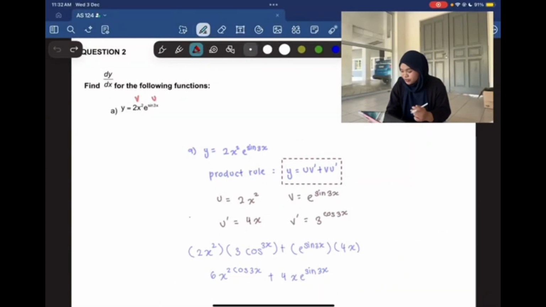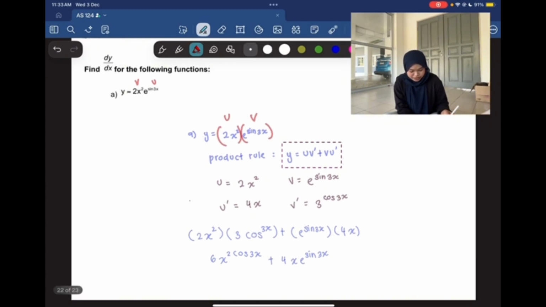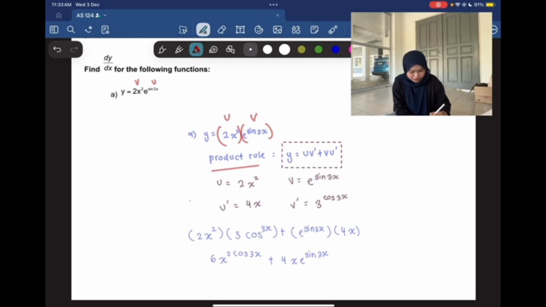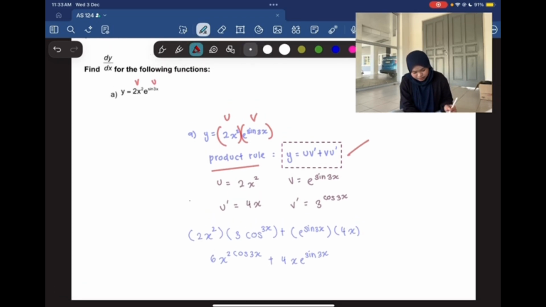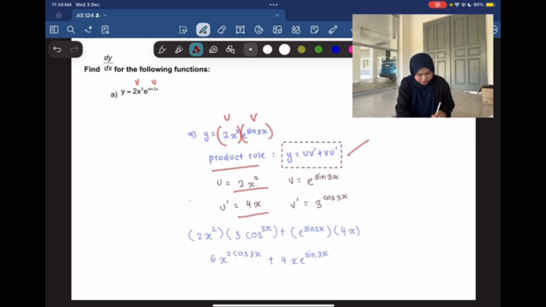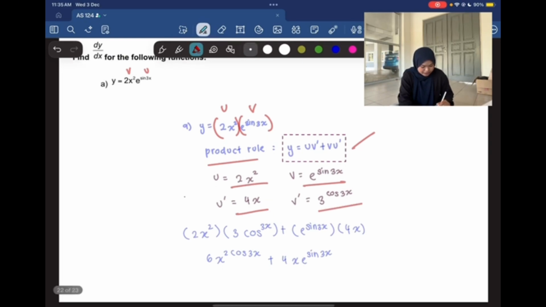For question 2, we have to find dy/dx for the following function. A, y equals x to the power of 2 times e to the power of sin 3x. We have to use the product rule, which is y' equals uv' plus vu'. Next, we have to differentiate each part. As we know, u equals x to the power of 2, so u' equals 2x, and v equals e to the power of sin 3x. If we differentiate, we get v' equals 3 cos 3x times e to the power of sin 3x.